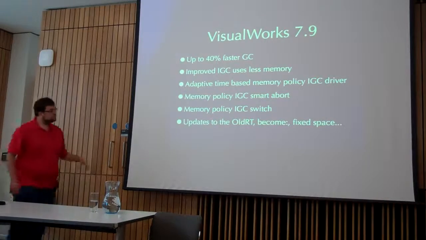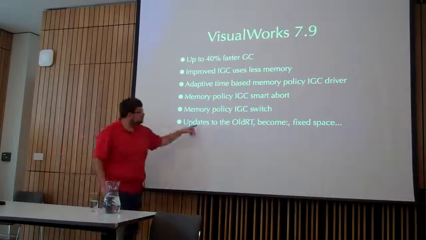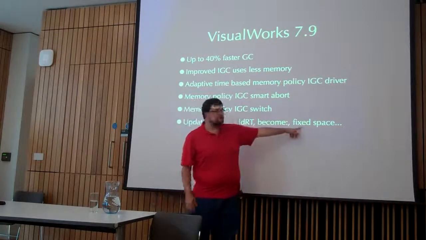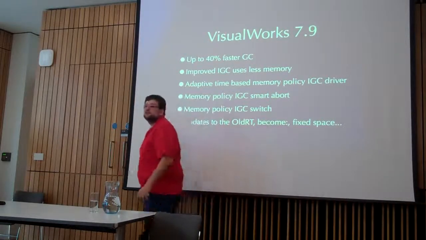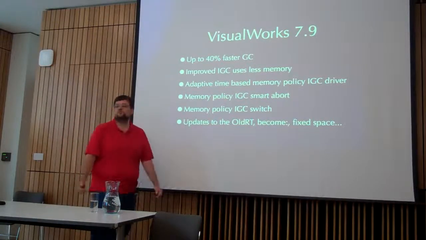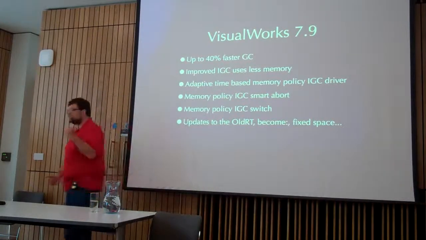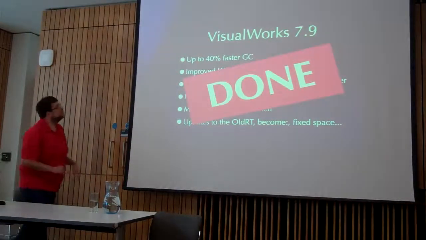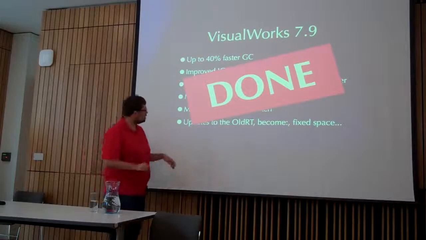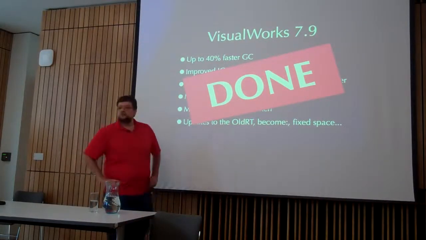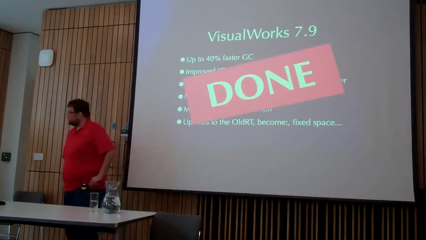In addition to that, we will have a rewritten old remember table, rewritten become, and basically rewritten fixed space allocation. Tons of fixes, and faster performance. So that will be in 7.9. Well, actually, that is in 7.9, because it's done as well. So for those that can get to the latest build, you can start playing with this today.